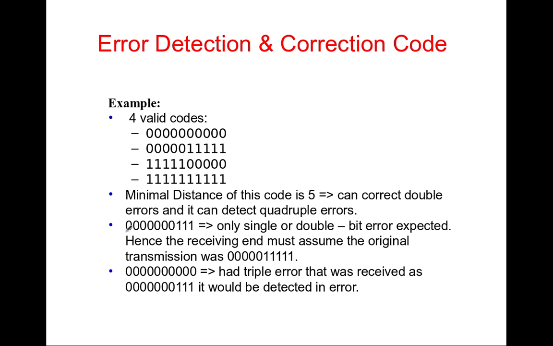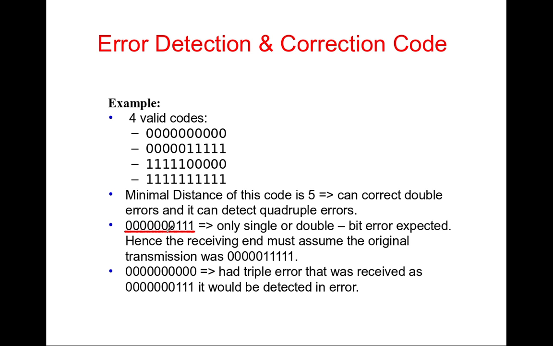So now imagine this is the code which is received at the receiver. The expectation was there could have been only single or double errors. The code is received like this, but none of the valid code words matches this. That's why the receiver detects that there is an error, and it can accept single or double errors. So the receiver must deduce that the original code which was transmitted should be this one, the second one.